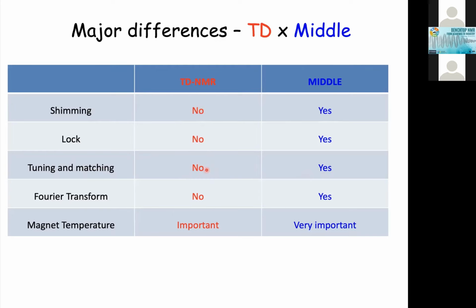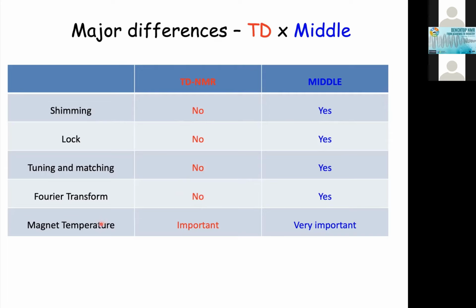Sometimes this tuning that has been done by factories stays for years. Sometimes you have to check, because in this kind of instrument we use a very low quality resonance circuit, and if you change to a different composition or different material, it doesn't shift the tuning and matching too far. That's not enough to prevent the measurement. And also, we analyze the signal in the time domain. It's not necessary to Fourier transform the signal, okay?